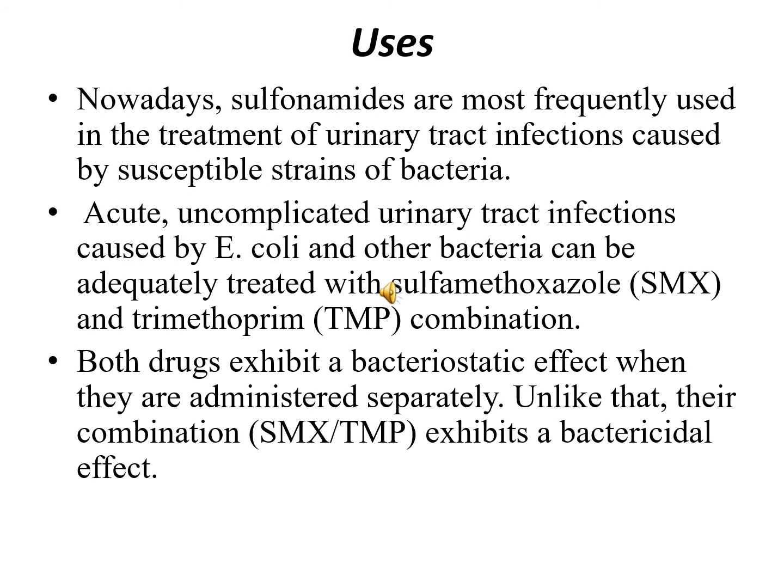Then come to uses. Nowadays, sulfonamides are mostly used in the treatment of UTIs, meaning urinary tract infections, which are caused by susceptible strains of bacteria. Some uncomplicated urinary tract infections, such as those caused by E. coli and other bacteria, can also be treated using sulfamethoxazole and trimethoprim in combination. Both these drugs show a bacteriostatic effect when administered separately, but if administered in combination, they give a bactericidal effect. Bactericidal means killing the bacteria, and bacteriostatic means inhibiting the growth of bacteria.